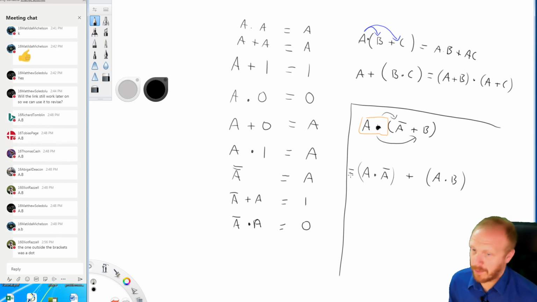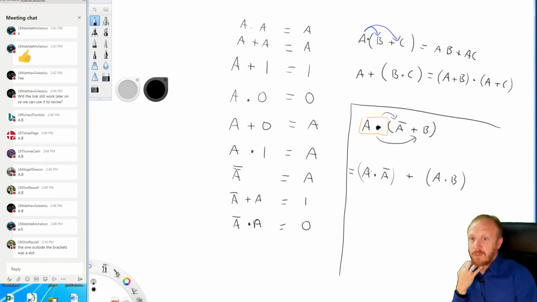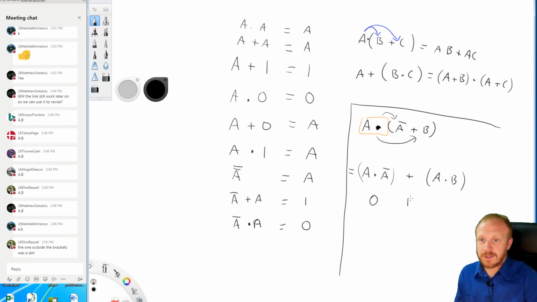So now, can we apply any of these simpler systems? Well, yes, at this point we can. We have an A dot A bar. It's not possible for that to come to a 1 because one of them will always be a 0. If that's a 1, that'll be a 0. If that's a 0, that'll be a 1. One of them will always be 0. So that's going to simplify to 0. So it'll be 0 plus A dot B.